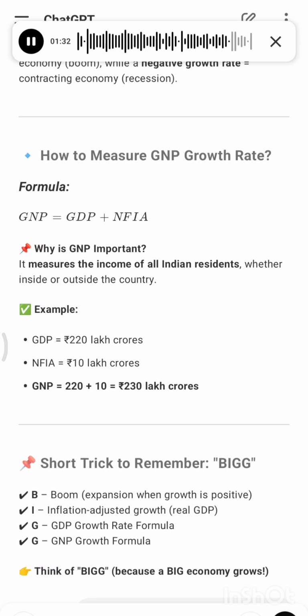Short trick to remember: BIG. B, boom, expansion when growth is positive. I, inflation adjusted growth, real GDP. G, GDP growth rate formula. G, GNP growth formula. Think of BIG because a big economy grows.